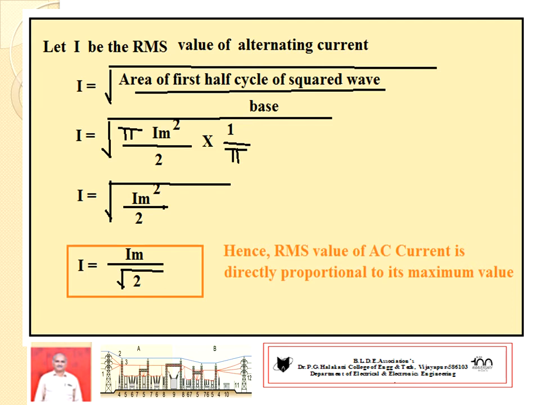So RMS value of alternating current I may be written as under square root of area of first half cycle of squared wave divided by base. Base is pi value. So area of half cycle of squared wave, that is pi into Im square by 2, into 1 by pi. So finally it becomes I equal to Im by root 2.